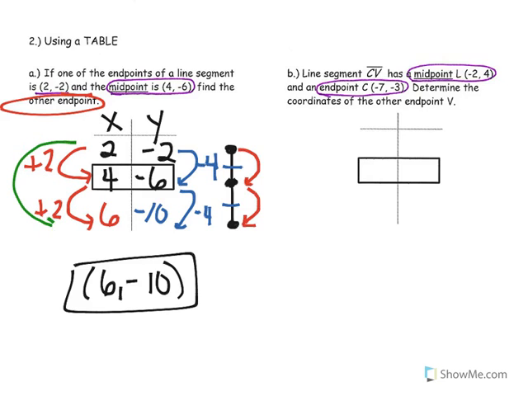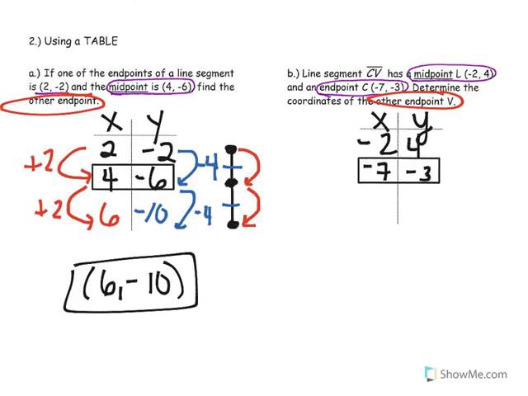All right, so let's look at the next one. It says line segment CV has a midpoint L, (-2, 4), and an endpoint C, (-7, -3). Determine the coordinates of the other endpoint. Remember, it's very important. I'm solving for the other endpoint. So a lot of you might do this at first.